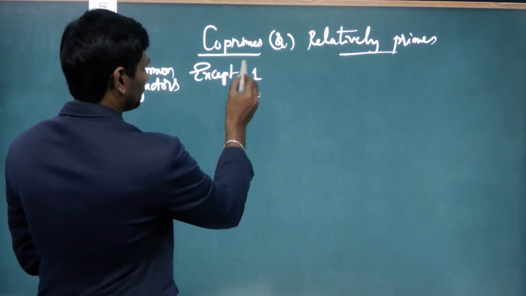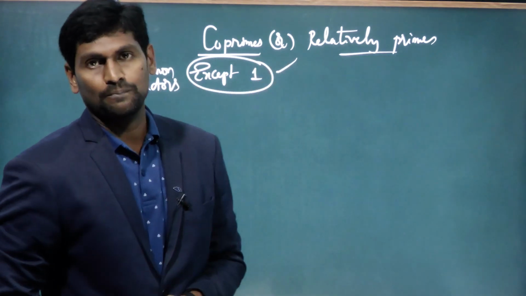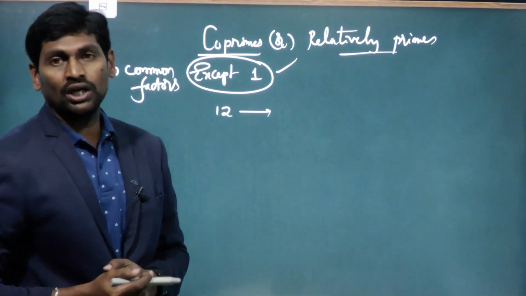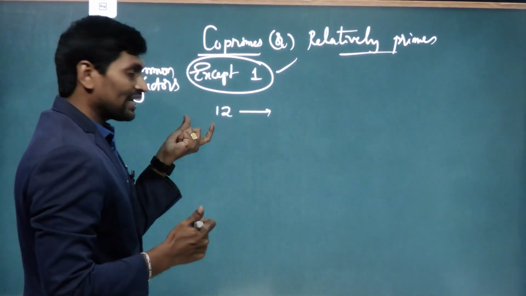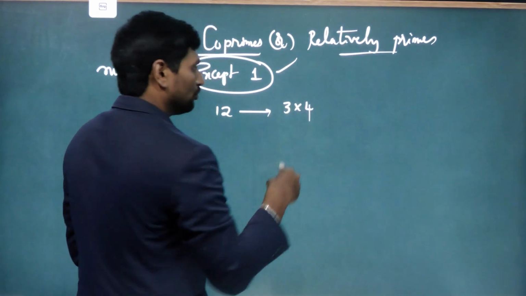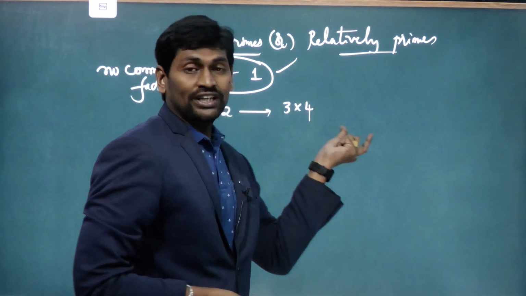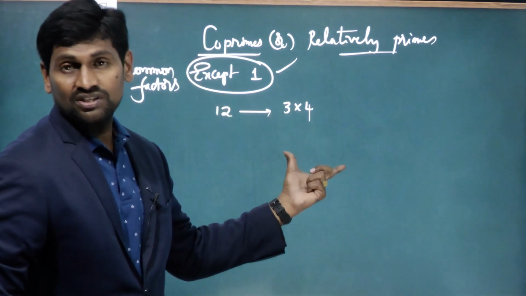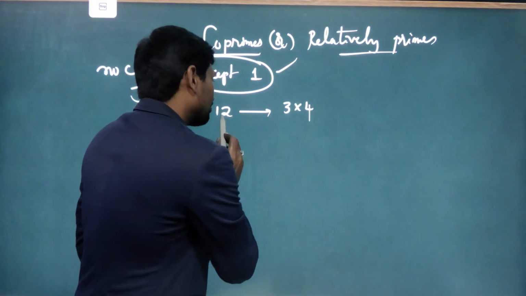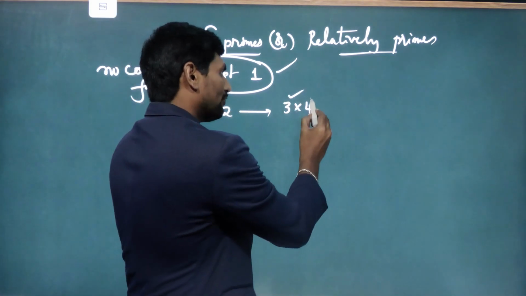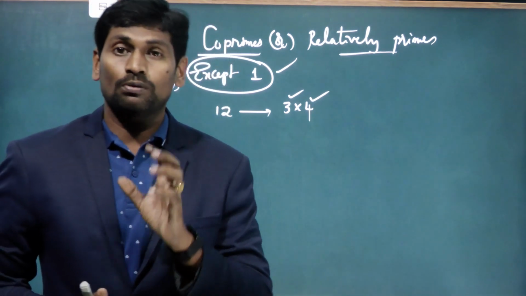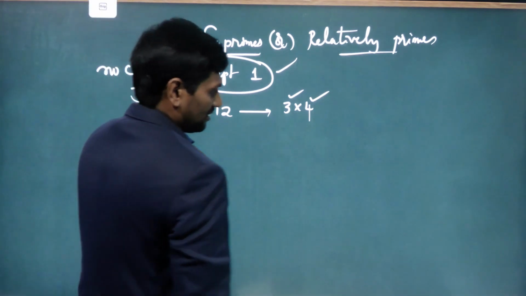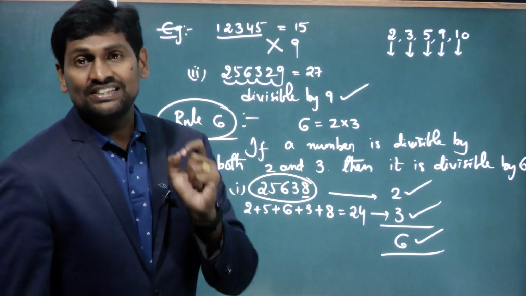Clear? Because one is a factor for every number. So if you take any composite number like 12, we don't have any specific rule for 12. So 12 we can express as a product of two coprimes, 3 into 4. While observing 3 and 4, there is no common factor except 1. So we can say 3 and 4 are coprimes, relatively prime numbers. That means if a number is divisible by the 3 rule as well as the 4 rule, we can say the entire number is divisible by the 12 rule also. That means the 12 table. Clear? Right. So 3, 9, 6 also completed.